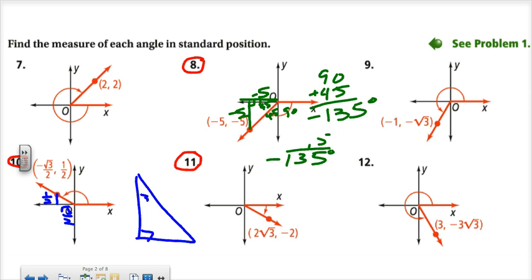So we take a look at the 30, 60, 90 and we try to figure out, is this a 30-degree angle or a 60-degree angle that we're looking for right in that position? So let's see what we have. This is always going to be 1, square root of 3, and 2. And you can put your x's in there if you want to. As we write our fractions here, it's not going to make any difference.